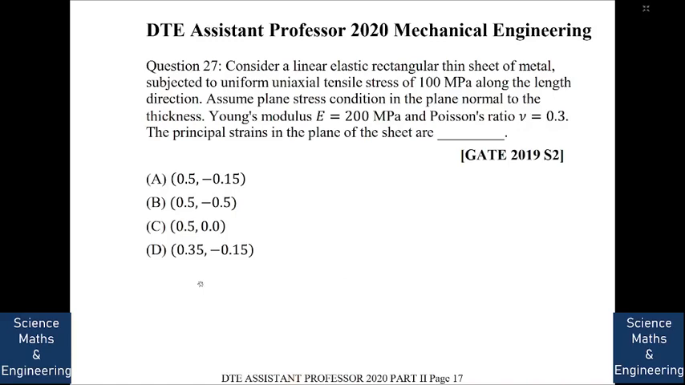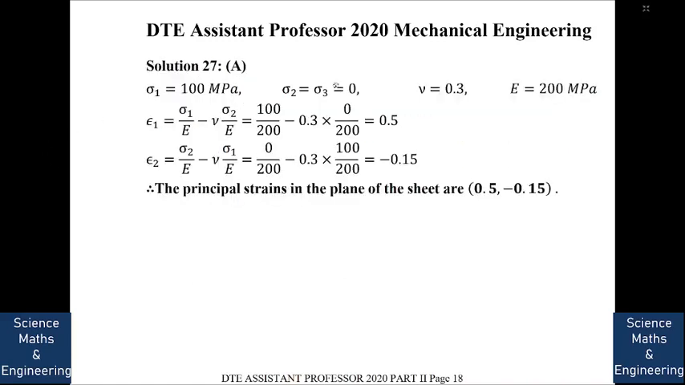Next, consider a linear elastic rectangular thin sheet of metal subjected to uniform uniaxial tensile stress of 100 megapascal along the length direction. Assume plane stress condition in the plane normal to the thickness. Young's modulus is given, Poisson ratio is given, and the principal strains in the plane of the stresses are to be determined. So let's see. Sigma 1 is 100 megapascal, sigma 2 and sigma 3 are 0, nu is 0.3, that is Poisson ratio, and E, that is Young's modulus, equal to 200 megapascal. We know epsilon 1 is equal to sigma 1 by E minus nu into sigma 2 by E. Similarly, epsilon 2 is equal to sigma 2 by E minus nu into sigma 1 by E. So substituting the values, we get that the principal strains in the plane of the sheet are 0.5 and minus 0.15.